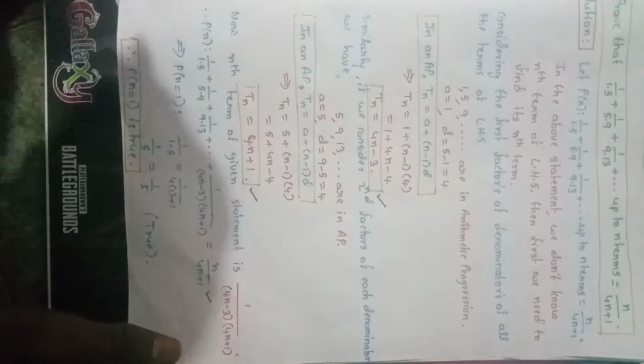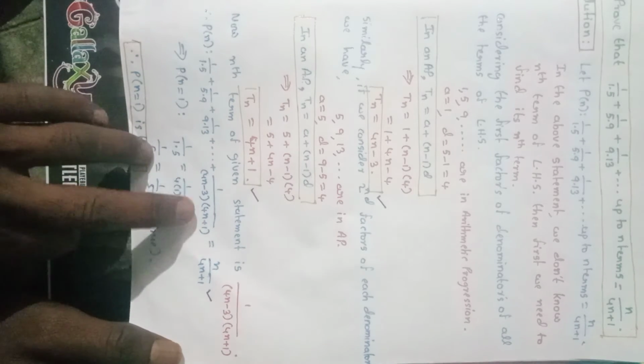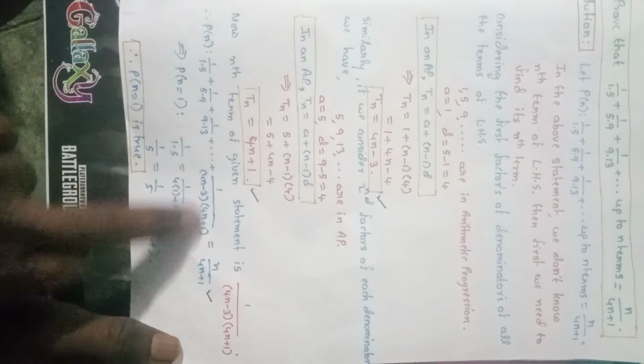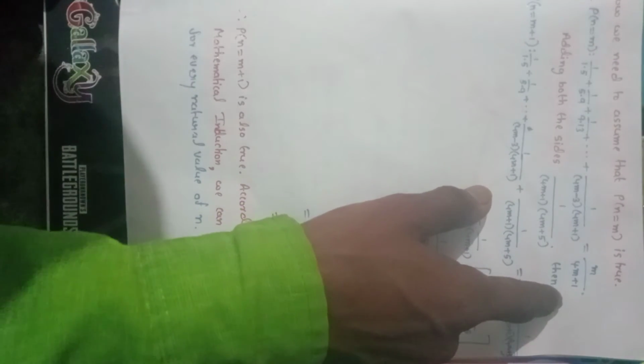In the last page we have the nth term, 1 by (4n minus 3) into (4n plus 1). There we need to write m. Wherever the n, write m there. So then finally we will get this statement. So it's very clear to you people. This is our assumption only.